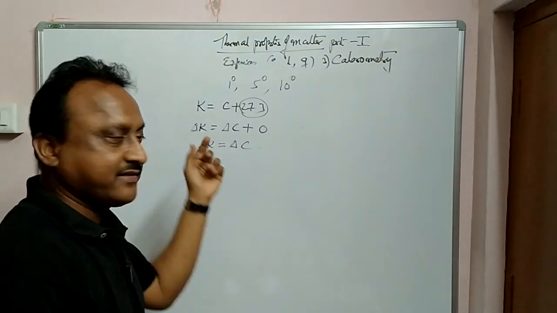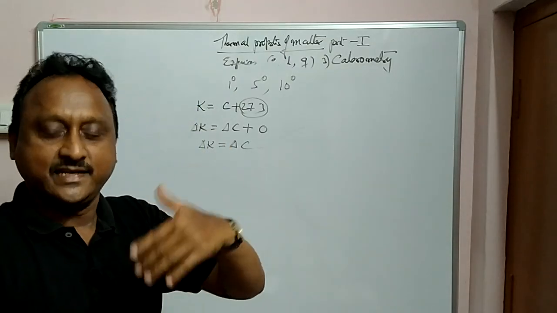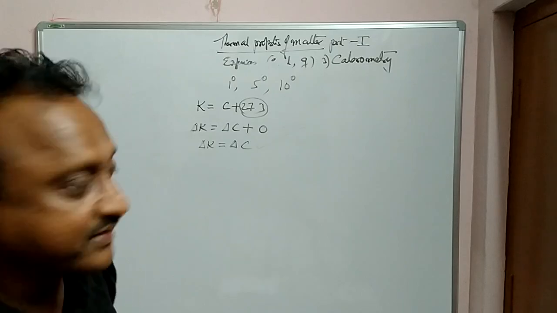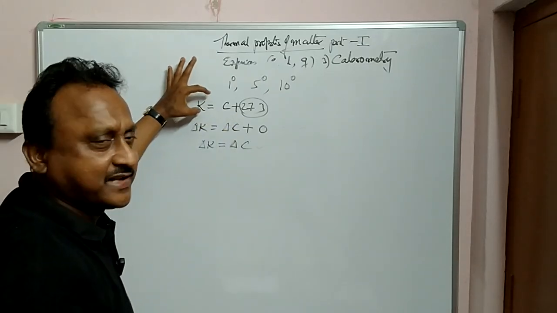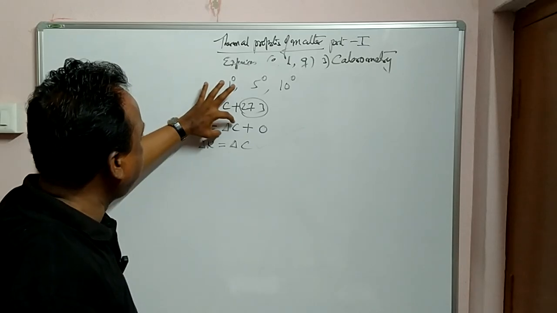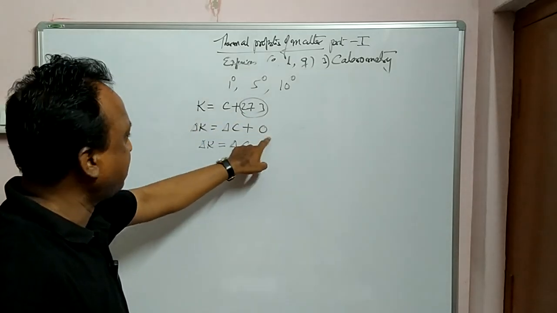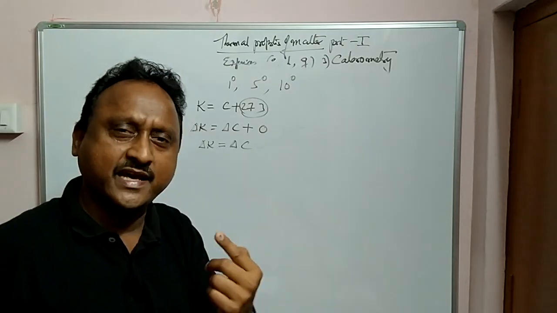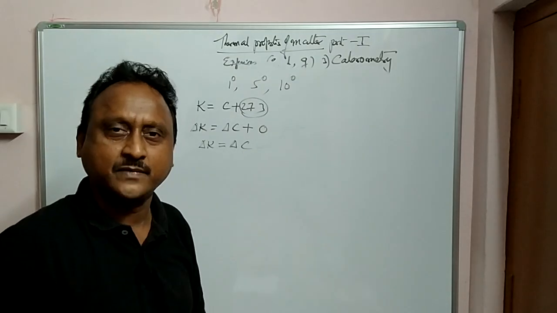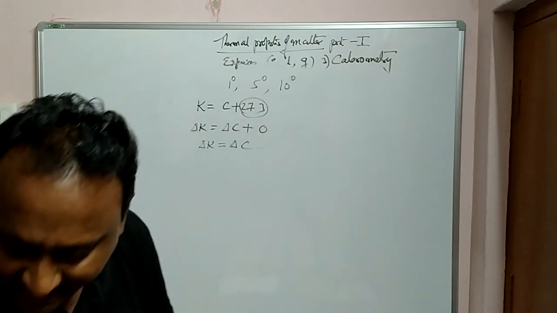So the meaning of delta is increase. If the centigrade scale increases by 1 degree, the Kelvin scale also increases by 1 degree. Take the partial derivative. You know what a partial derivative is in maths. So delta K is equal to delta C. The derivative of a constant is 0. If this centigrade increases by 1 degree, Kelvin also increases by 1 degree. Okay. Now let us see the next relation.